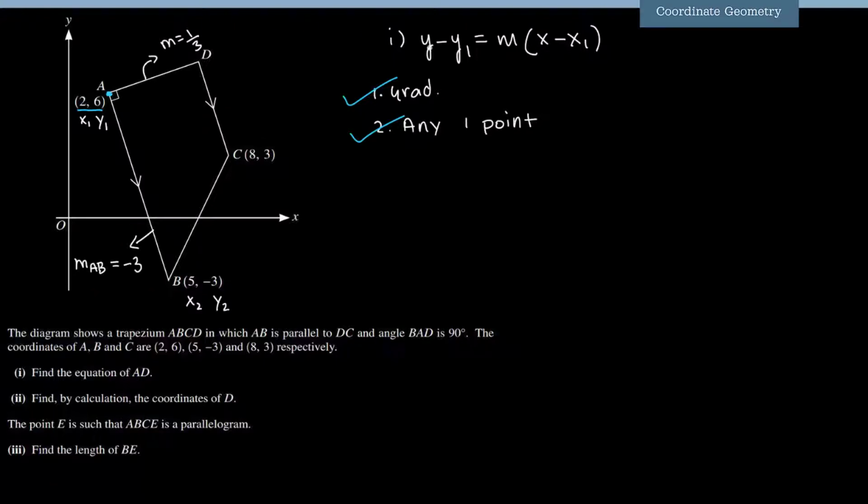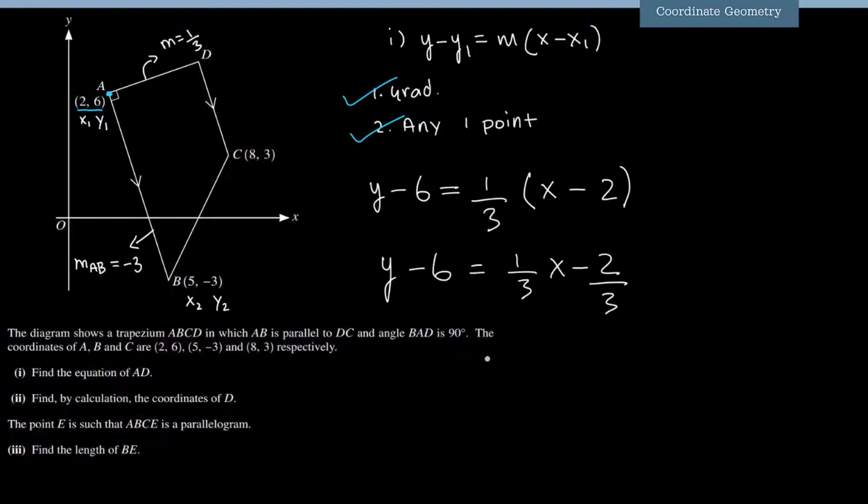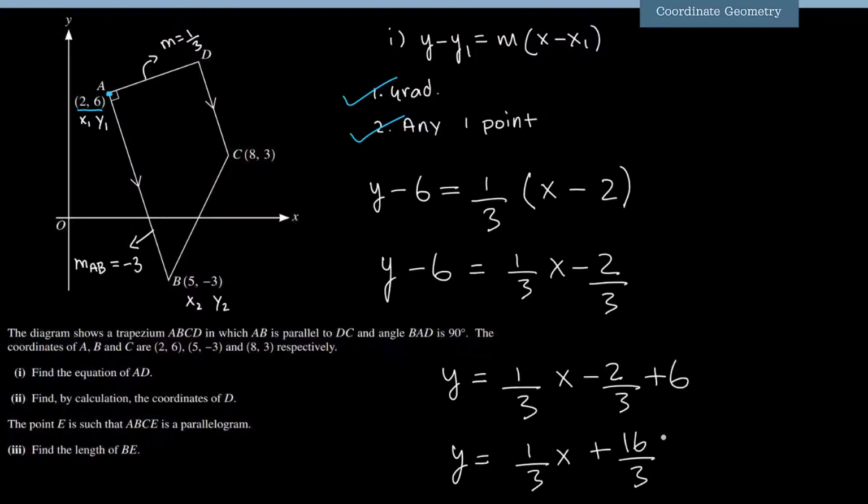So now I can put these values in my equation, and the equation would become y minus y1, where the y coordinate of the point that I'm using is 6. So y minus 6 is equal to m, the gradient we found, 1/3, times x minus x1, and the x coordinate of the point that I'm using is 2, so x minus 2. This would be y minus 6 is equal to 1/3x minus 2/3. Adding 6 on both sides would give me y is equal to 1/3x minus 2/3 plus 6, and minus 2/3 plus 6 is equal to 16/3. So y is equal to 1/3x plus 16/3. This is my answer for the first part of the question.